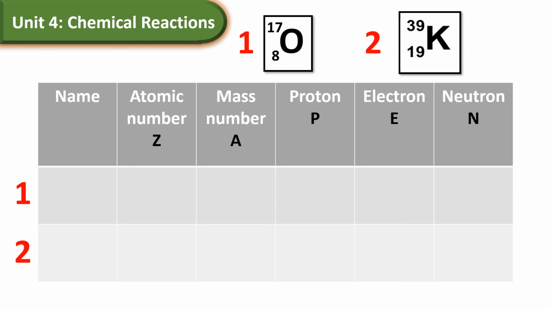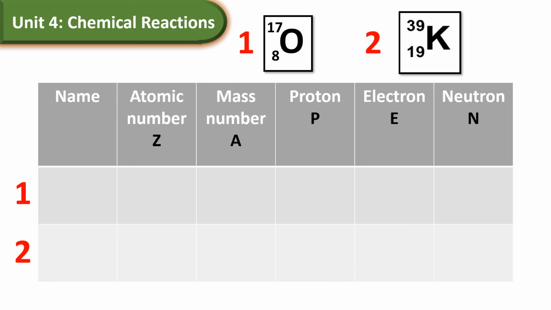Okay, so let's try more examples. I have here 1 and 2. Using your periodic table, I want you to complete this table, ZAPEN: Z-A-P-E-N, or atomic number, mass number, proton, electron, and neutron. You can pause the video to try to answer it yourself. Once you're ready, you can press the play button again. Okay, let's check your answers.